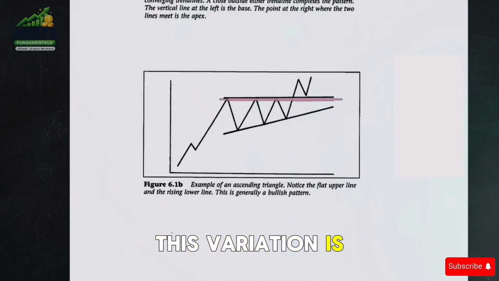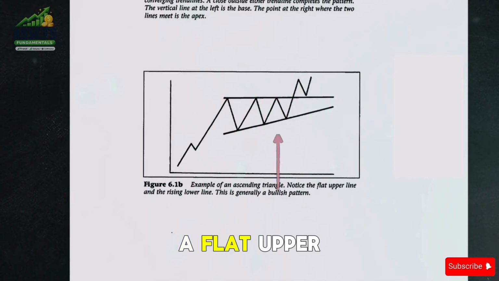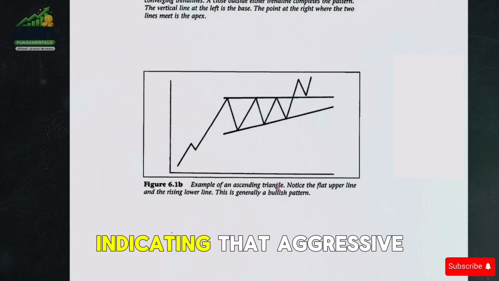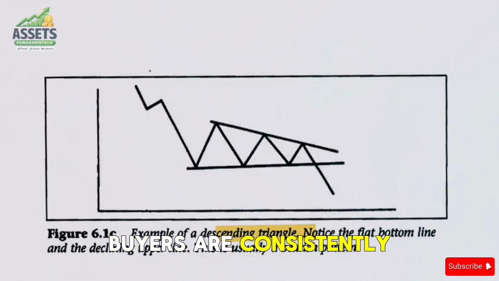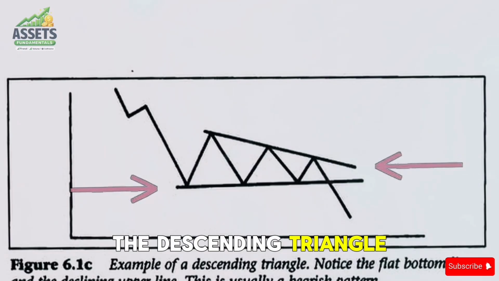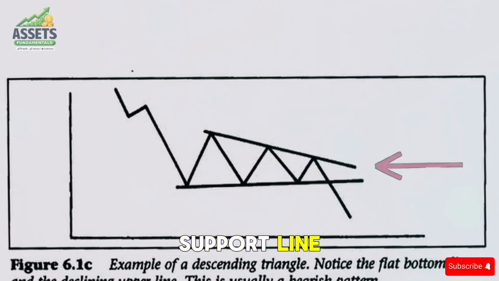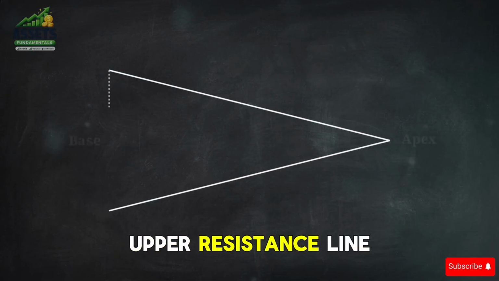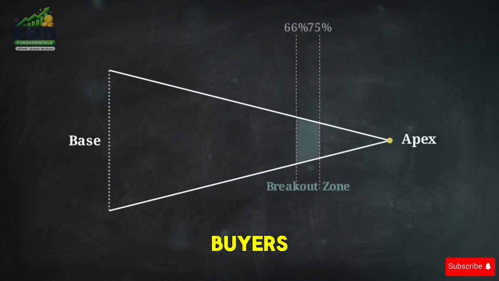This variation is the ascending triangle. A flat upper resistance line meets a rising lower support line, indicating that aggressive buyers are consistently stepping in at higher lows. This chart illustrates the exact inverse, the descending triangle. Here, a flat lower support line meets a declining upper resistance line as sellers overpower buyers.